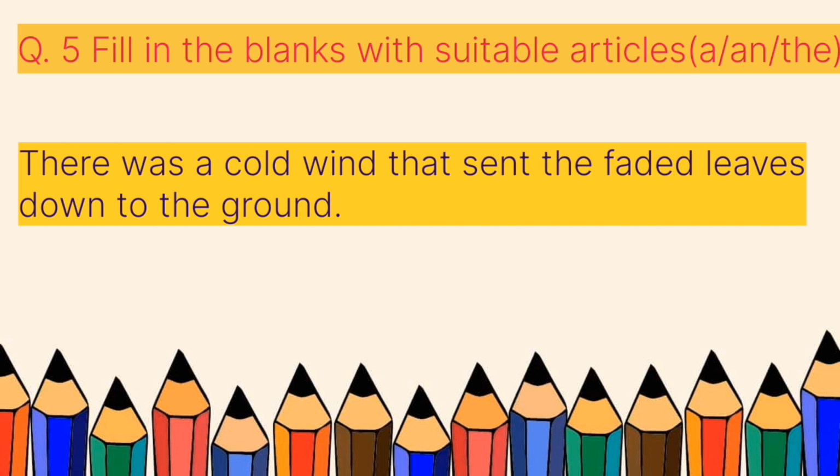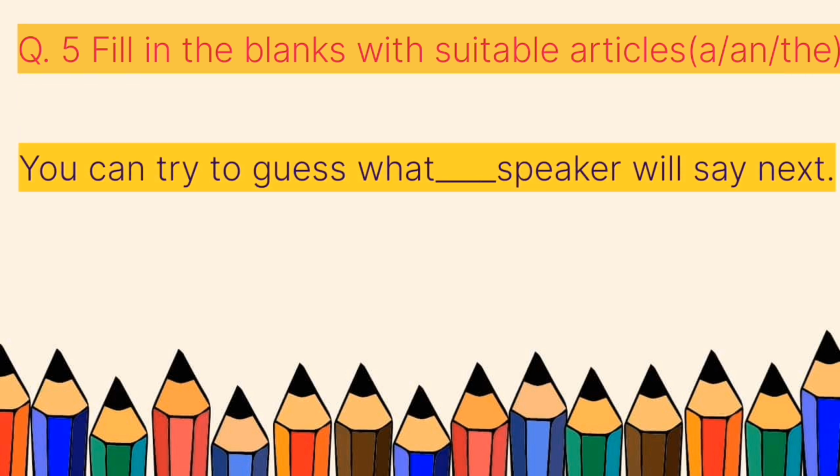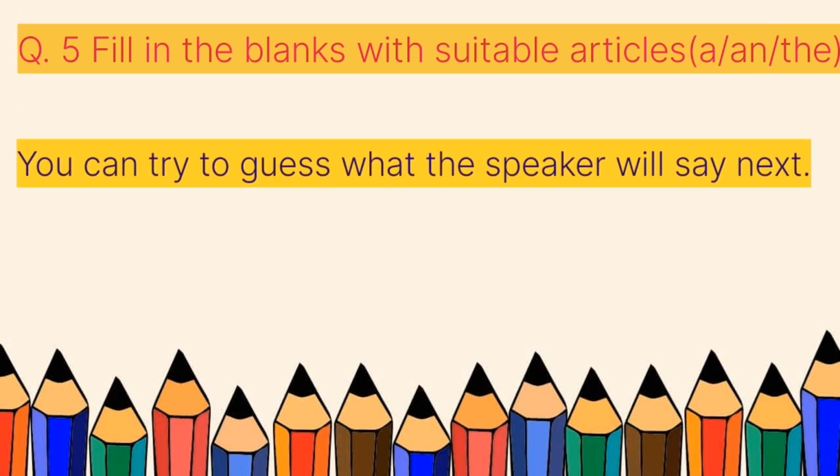Next example: you can try to guess what dash speaker will say next. The answer is, you can try to guess what the speaker will say next. Here, the definite article the is used to indicate that the speaker in the sentence is a specific person known to both the speaker and the listener. So, the definite article the is used.